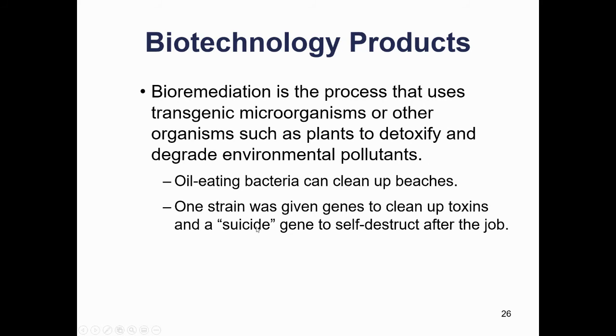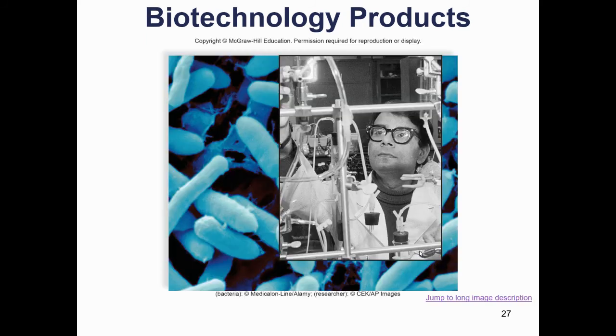In some cases, we might be concerned that the bacteria that are either introduced or that are modified will end up altering the normal food chains or the normal biogeochemical processes in an area. So we don't want them to stick around after the job is done, especially if we introduce them from a different area. They're not found in the area. So in these cases, we can introduce a suicide gene so that the bacteria self-destructs once their carbon source is gone.